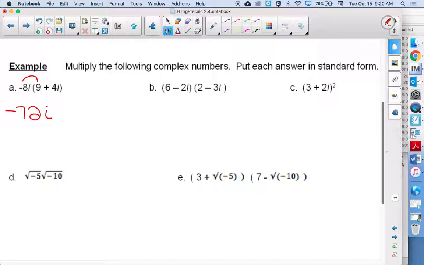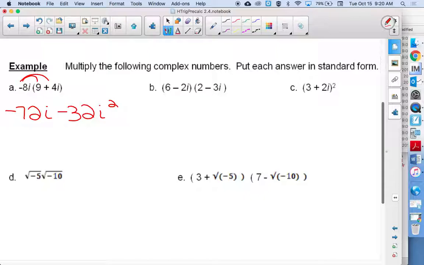Negative 72 plus or minus... negative 32. I squared, yeah. If that were negative 8x, I would have negative 72x minus 32x squared. So an I times an I makes an I squared. Can you do anything further to simplify this? So negative 72I minus 32I squared.